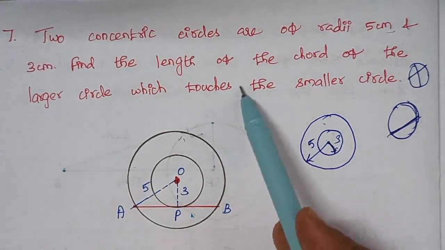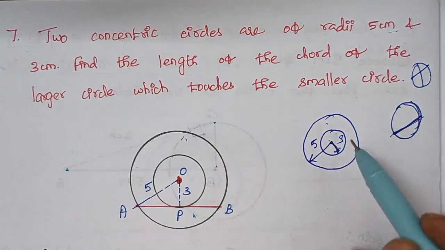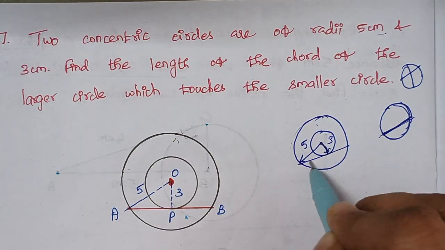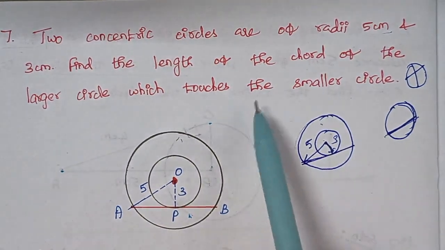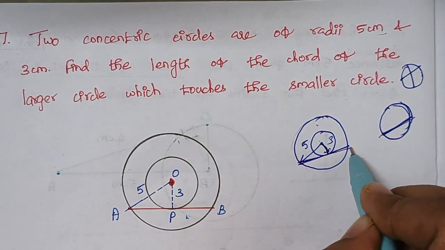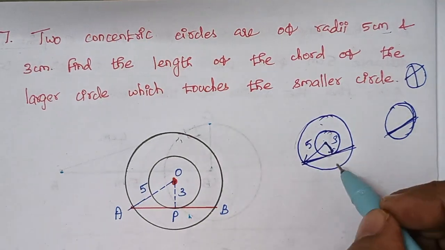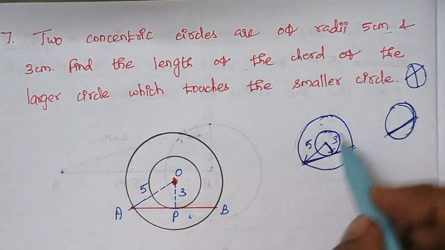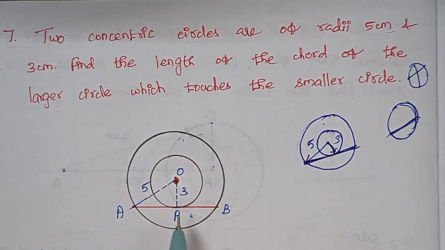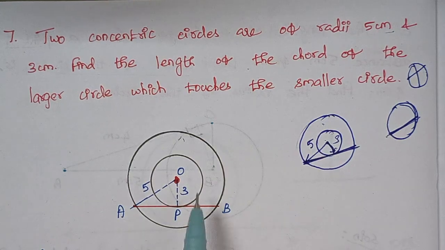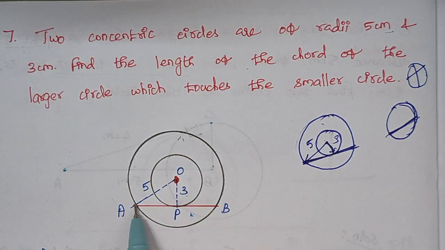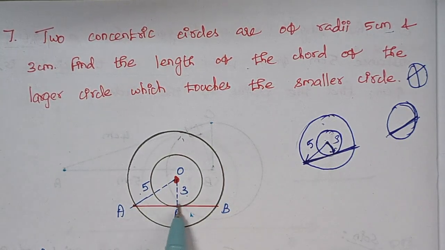So here, find the length of the chord of the larger circle. So this is your larger circle, and to this larger circle, we are having a chord. And that chord touches the smaller circle. So this is the chord and this chord touches the smaller circle. Find the length of the chord. You have to find the length of this part. So the same diagram I have drawn here. This is the radius of the smaller circle, so it is 3. And this is the radius of the bigger circle, which is 5. And this is the chord.